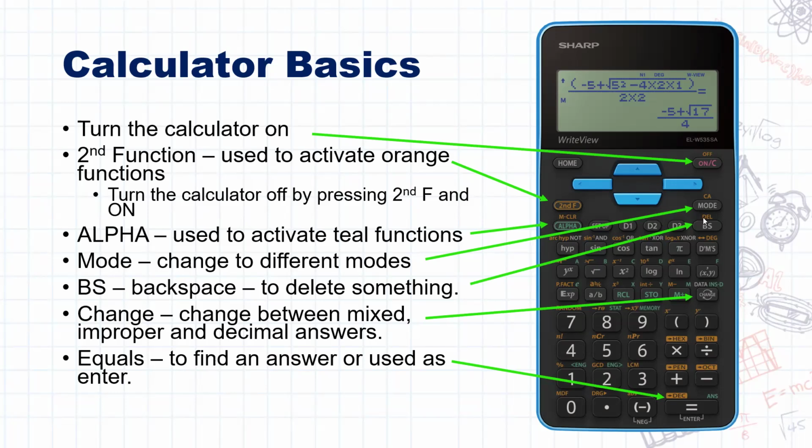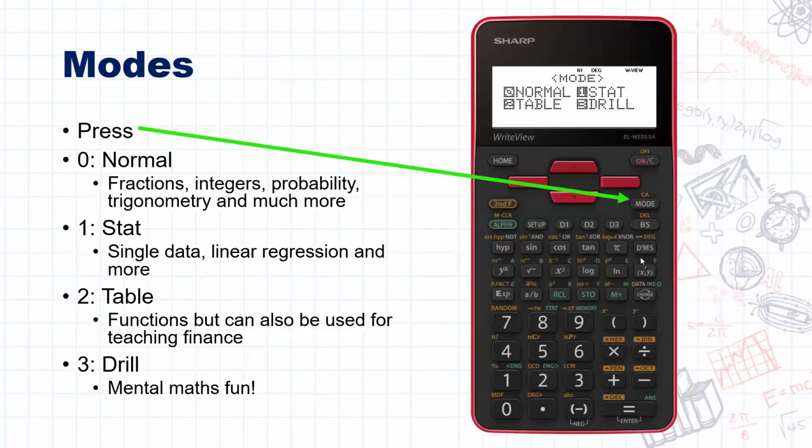Then you've got a mode button, and there are 4 different modes, which I'll share with you in a minute. And underneath mode is a button that says BS, and that is for backspace. So when you want to delete something, or you've accidentally typed in the wrong thing, then you can press the backspace button. Now down here below is change, and change will just change the way that your answer looks, between mixed, improper, and decimal answers. And then, of course, the equals button, which will help solve world peace when we're talking about maths.